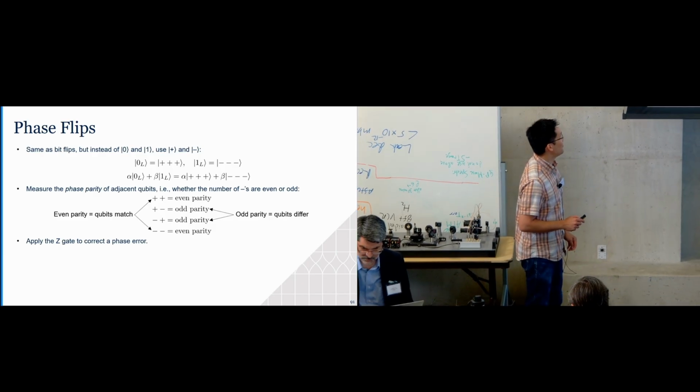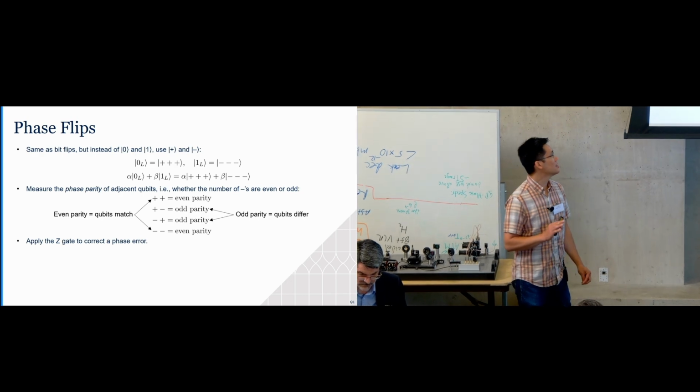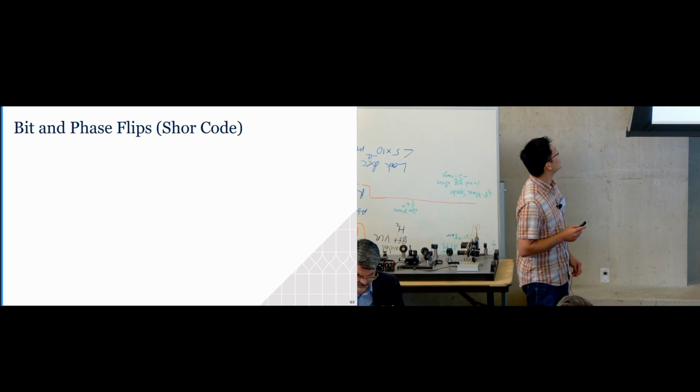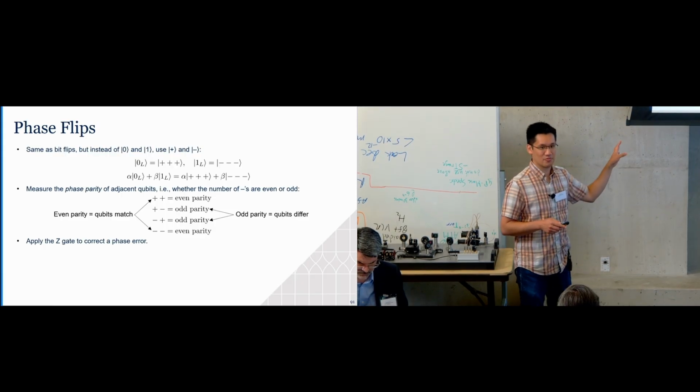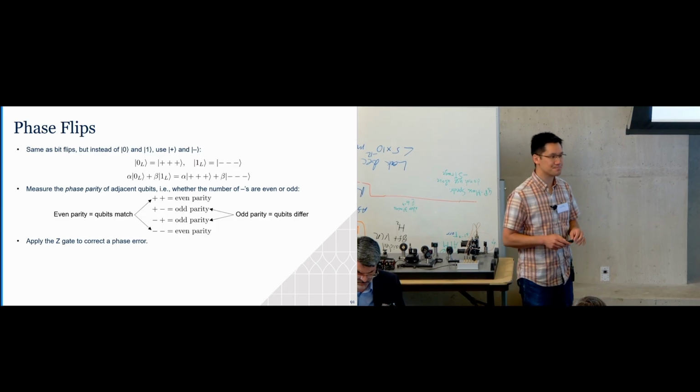And now to fix a phase error, you will apply a Z gate instead, because the Z will turn plus into minus and vice versa. So basically, it's the same thing as what we had with bit flips, except you use plus and minus and use Z instead of X to fix it.